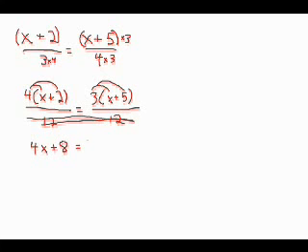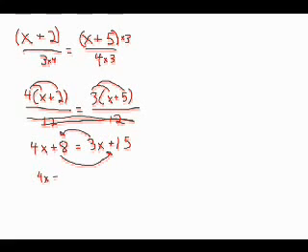On the right hand side, 3 times x is 3x. 3 times plus 5 is plus 15. So now we've got something where we've got to bring our x's over to one side and our numbers over to the other side. When we bring that 3x over to the left hand side, it becomes minus 3x. We have positive 15 still on the right hand side. When we bring that plus 8 over, it becomes minus 8.